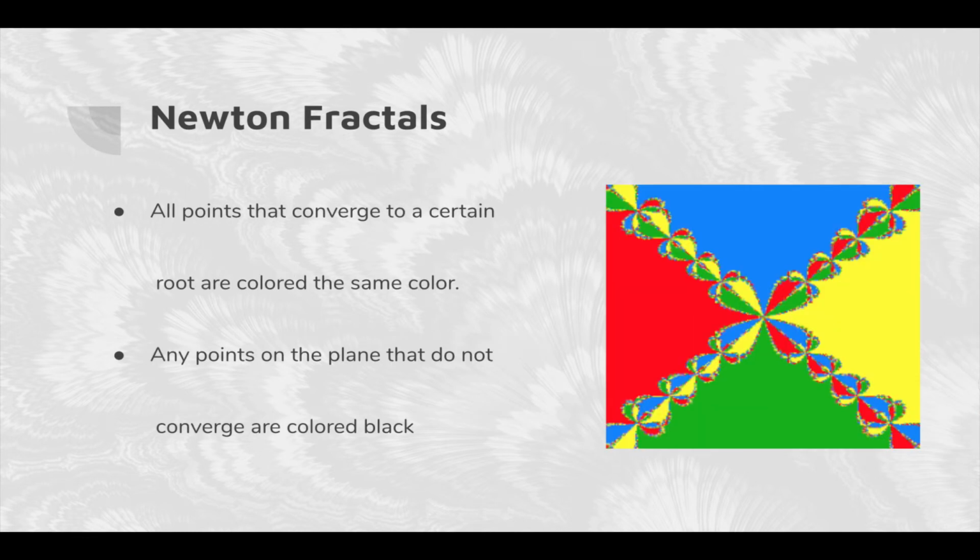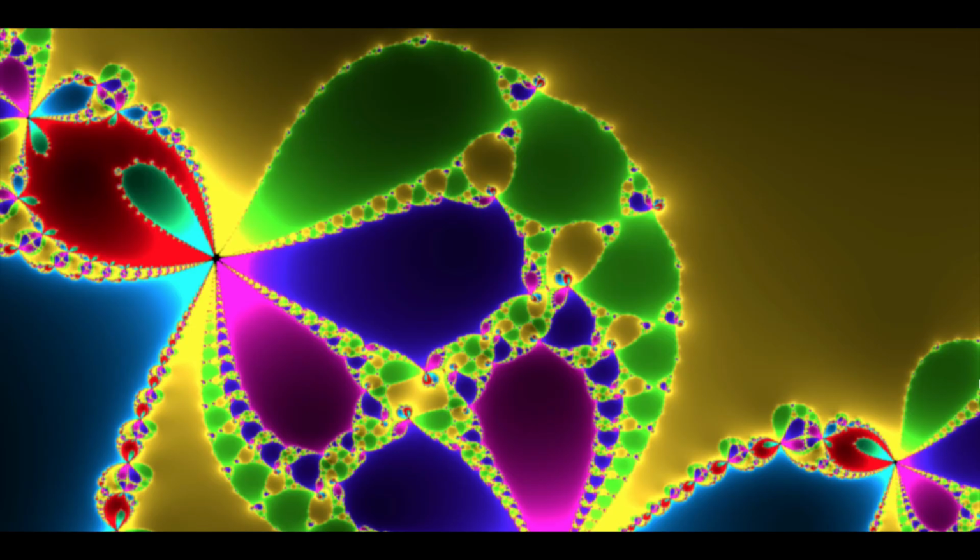So you color all the points that converge to the same root the same color, and anything that does not converge, you color black. So you get these shapes that, of course, when you zoom in on them, are infinitely self-similar. When you graph these Newton fractals, you can get really beautiful images like this. This is just an example of all these different colors being basins of convergence of the Newton function in the complex plane.